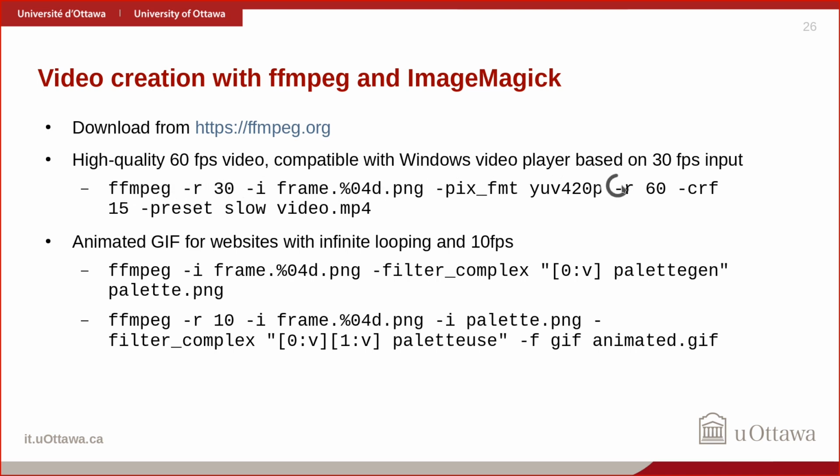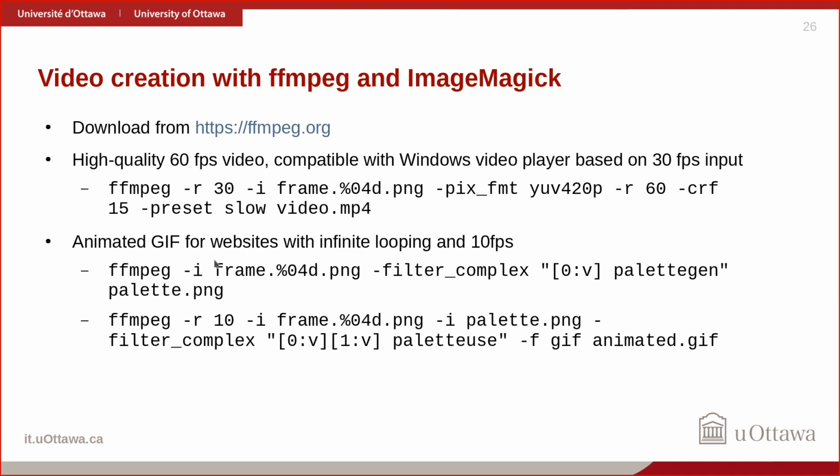This is what you have to write on the command line to use FFmpeg to get a high quality 60 frames per second video that's compatible with the Windows video player. So you have to add this color space. This is more advanced usage, but like I said, you can also just export the video directly.